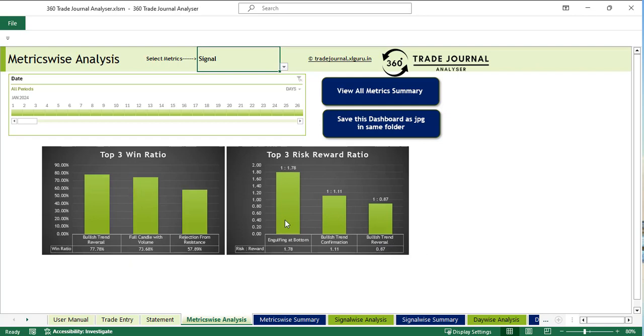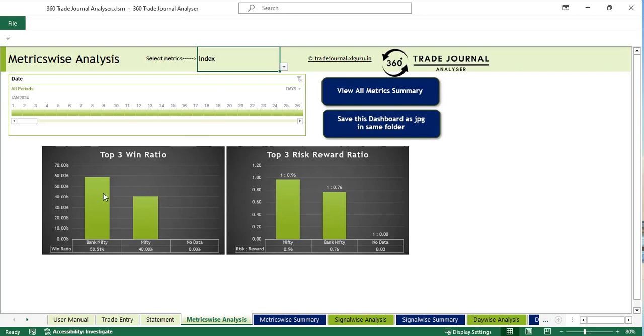The importance of this is, once you know your best win ratio and best reward ratio, you can stick to those particular signals, right? Even index wise you can do that. I don't have more trades other than Bank Nifty and Nifty, but you can see clearly that Bank Nifty has the highest win ratio, as well as, not the highest, but a good risk reward ratio, so you can analyze that way. And I will tell you the importance of knowing the best win ratio and risk reward ratio in just a minute. And then you can check the DTE wise, right?